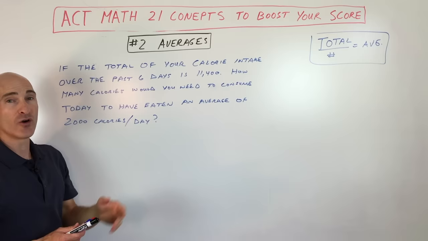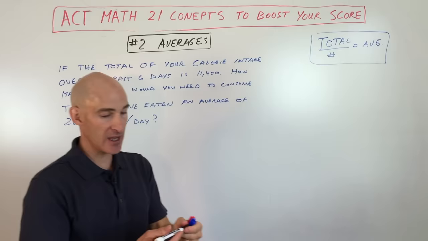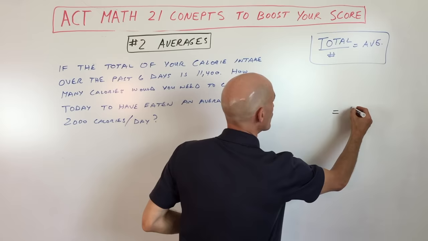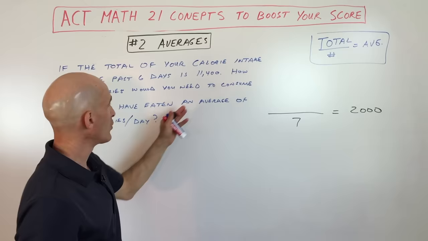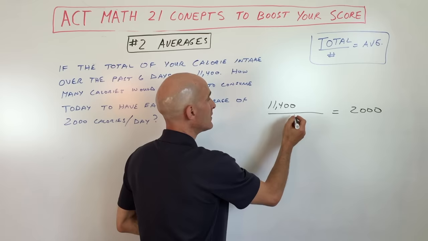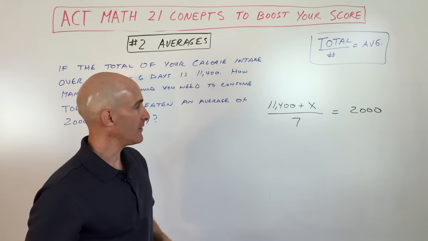Basically, what we're trying to do is get an average intake of 2,000 calories per day. So we know that's our average that we're looking for, 2,000. And we know that there are 7 days in a week, okay? So for the total for the 7 days, we're dividing by 7. But it looks like so far we've consumed 11,400 plus whatever we're going to consume on that 7th day. We don't know what that is, so we're just going to make it a variable. We're just going to call it X.